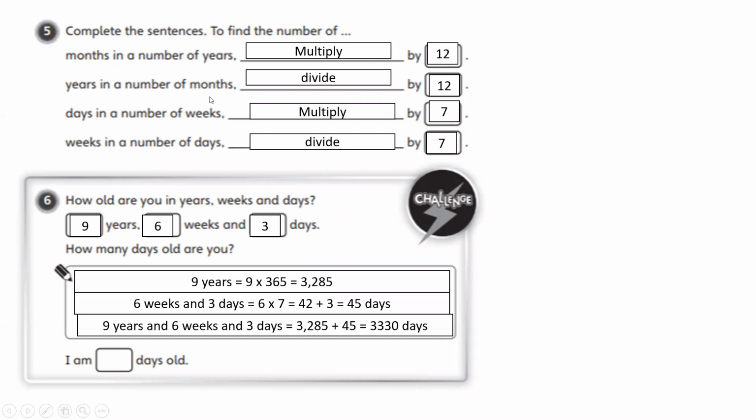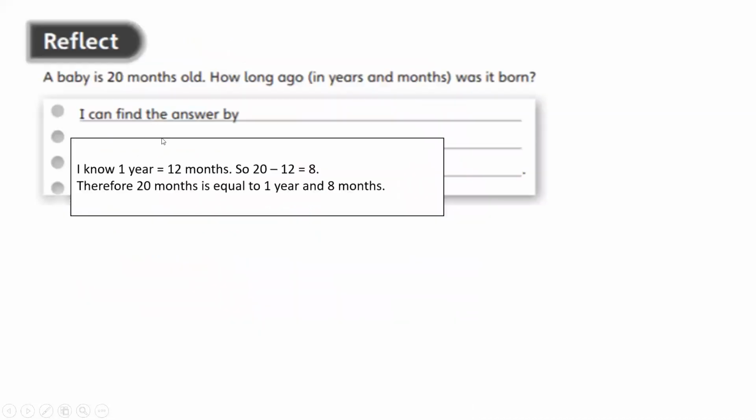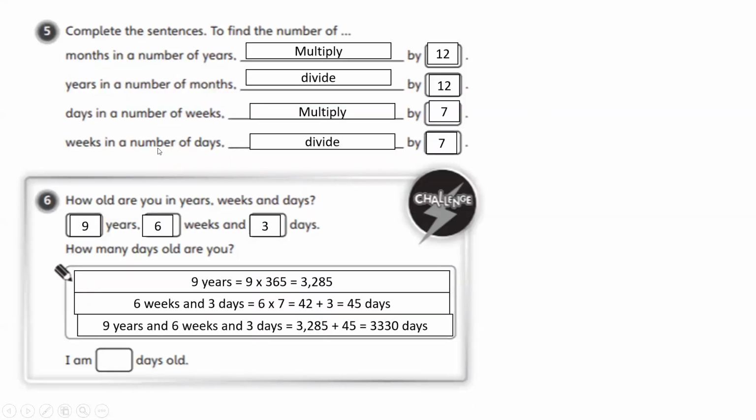So if I knew that there was 24 months, to find out how many years that is, I would have to divide it by 12 because there's 12 months in a year. So I'd divide it by 12. Right, so that's our conversion between years and months, and now we're converting between weeks and days. So find the number of days in a number of weeks.